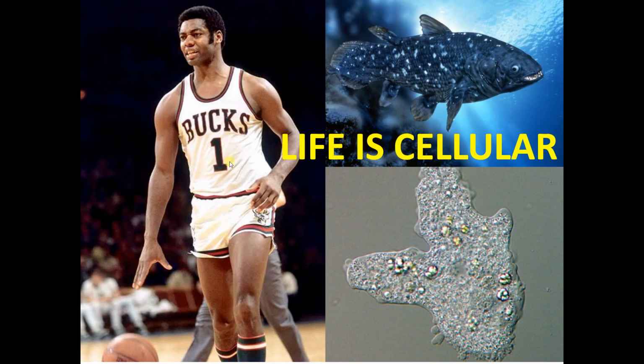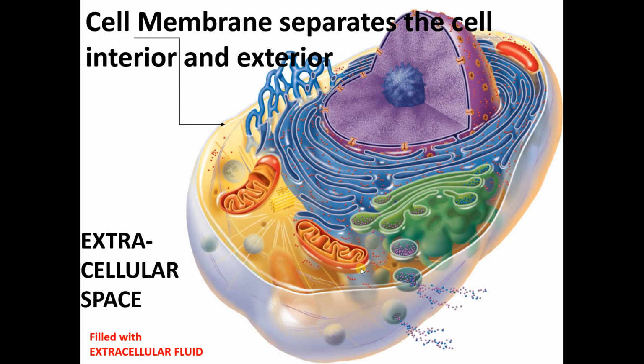So I want to start out by establishing the fact that all life is cellular. Whether we're talking about human beings, fish, or an amoeba, every single living thing is composed of cells. The cell is the functional structural unit of life. This is not a cell biology class, but we're going to get into some detail about cells and their components and structures. We're going to start out by talking about the cell membrane.